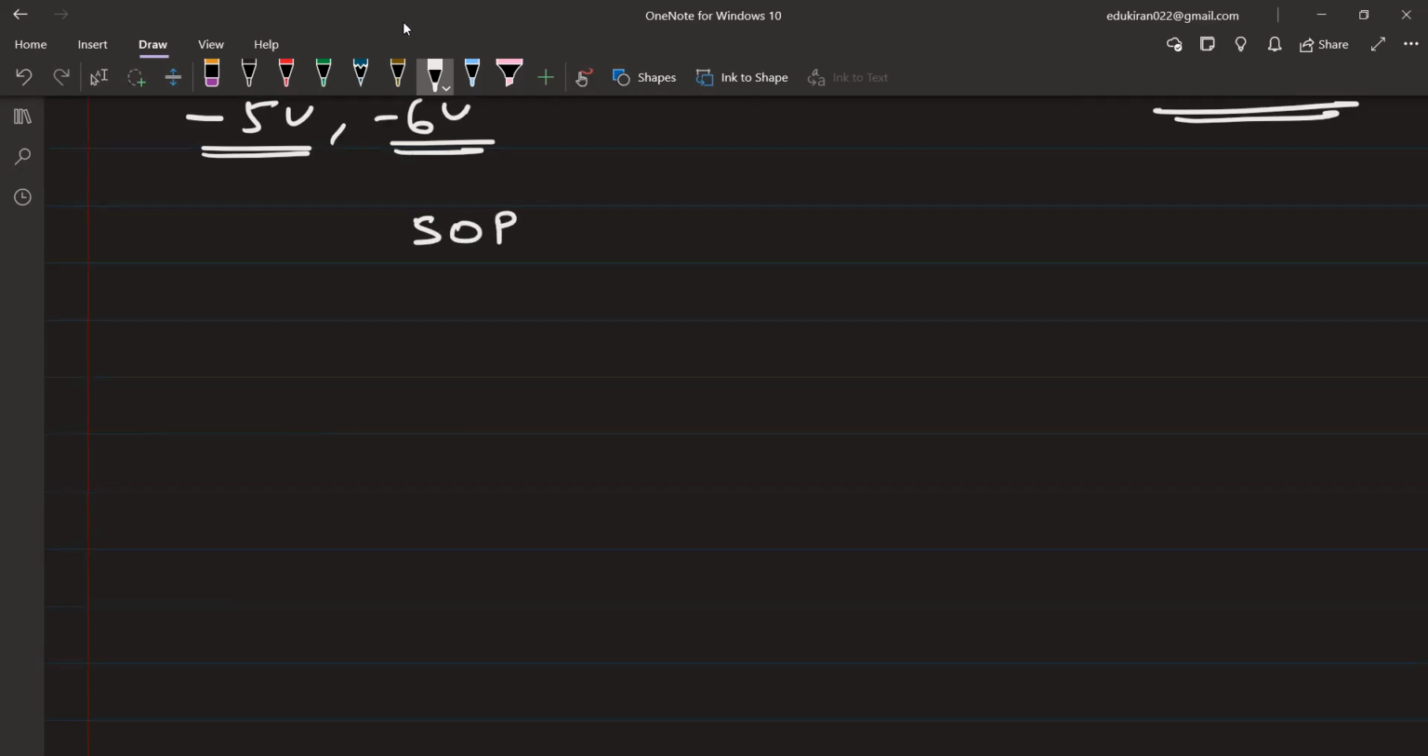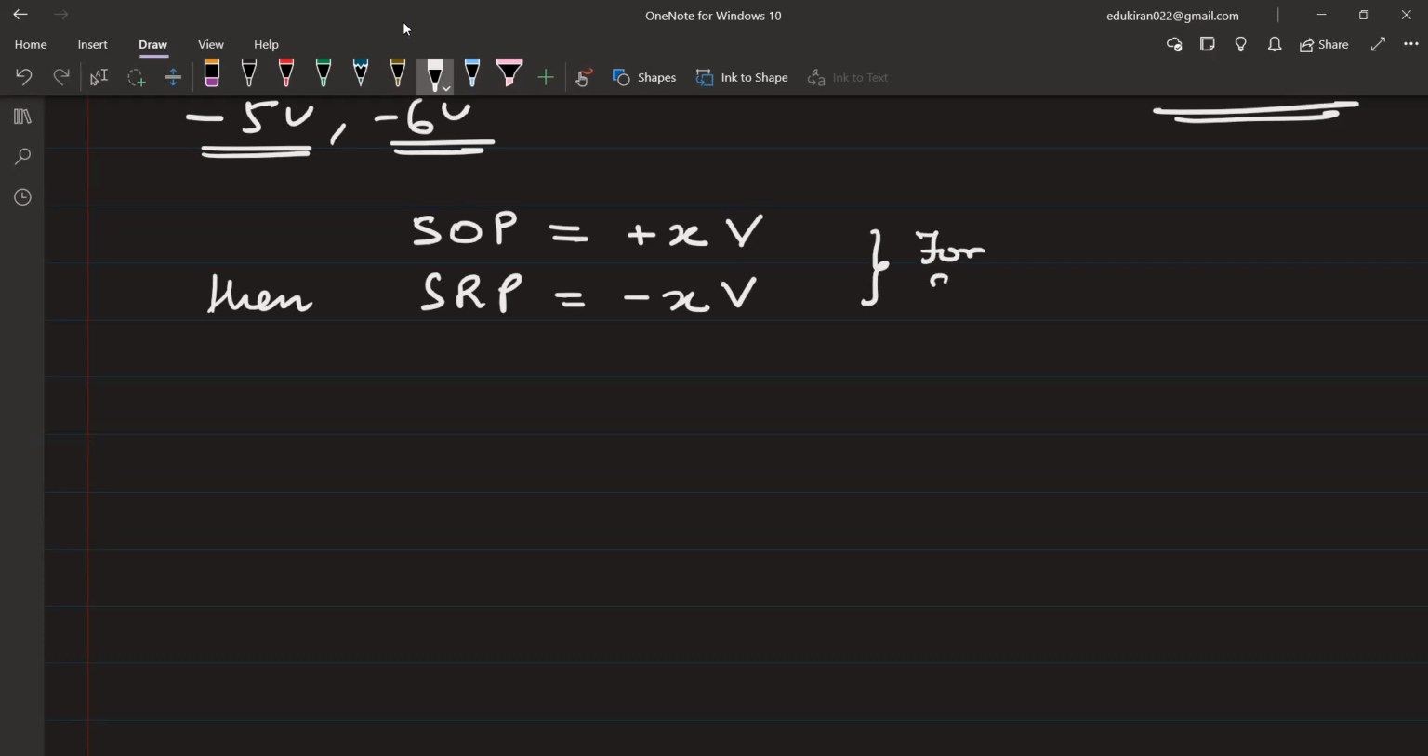Now, let me tell you one thing, that if we have standard oxidation potential equal to plus x volts, then standard reduction potential will be equal to minus x volts. Yes or no? Because ये दोनों तो एक दूसरे के opposite है. Got it, guys? Yes or no? Please tell me. Yes. This will be for the same metal. Right? Metal को मत change कर दीजिएगा. For the same metal. All of you got this? Yes or no? Please tell me, guys. समझ में आ रहा है? Yes. ठीक है.